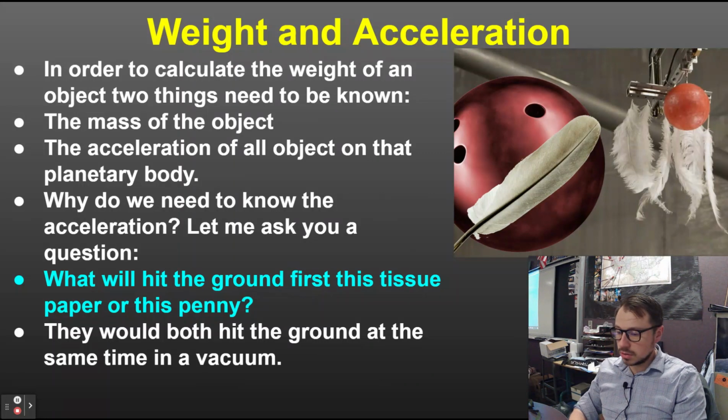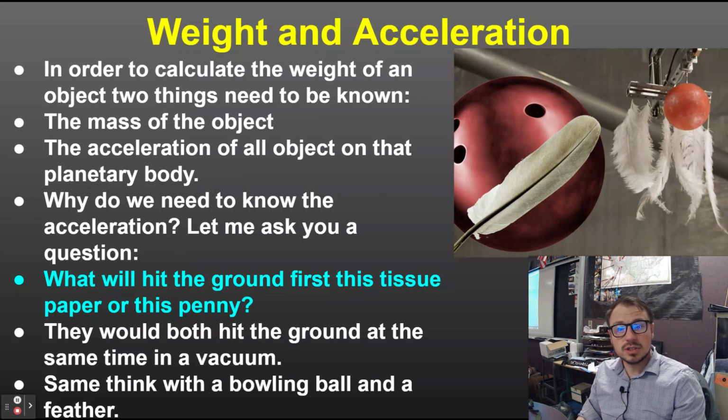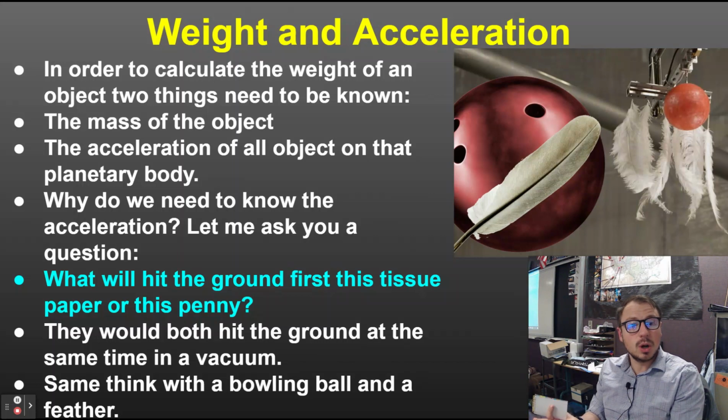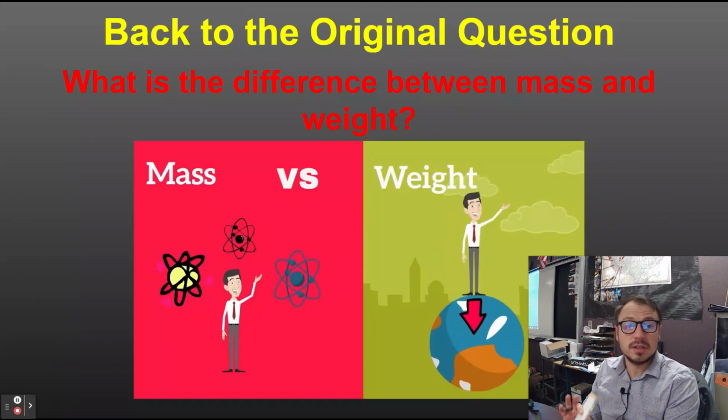If we were to just remove the air from that equation, they would both accelerate down at the same rate. There are videos out there where you can see somebody dropping a bowling ball and feathers inside of a vacuum chamber where there is no air, and they accelerate down at the same rate. You can do that tissue paper and penny demo by placing the tissue paper and penny on top of a large textbook and dropping it. That pushes the air out of the way, and you'll see that the penny and the tissue paper accelerate down at the same rate.